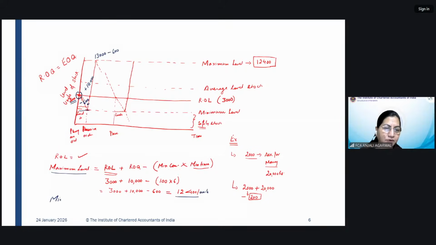Similarly, we calculate what is the minimum level. Now, how do you get the minimum level? This is the reorder level. From here, when you start consuming, you fall to the minimum level. So what should be the formula for minimum level? From reorder level, you start consuming. Here we assume that you are consuming at an average level. Average consumption into average time.